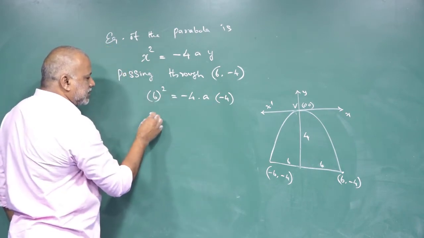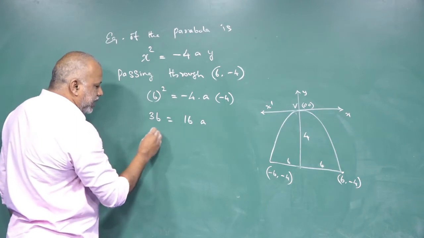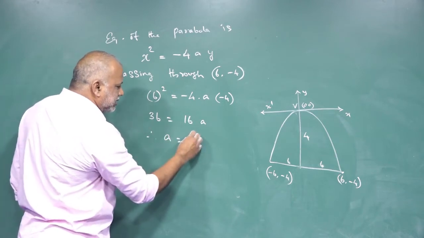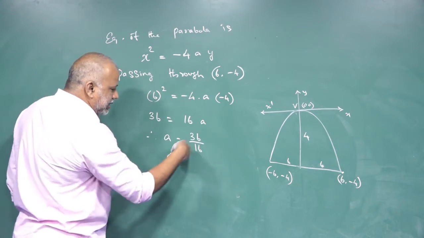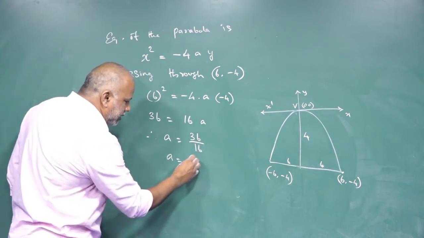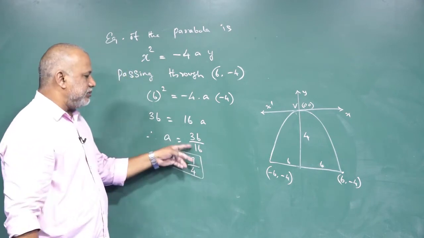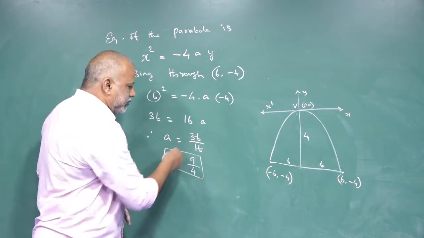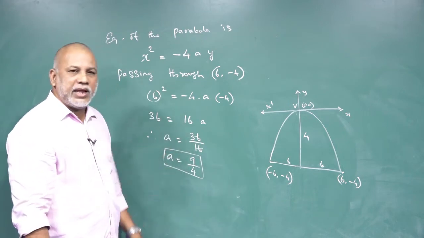Simplifying. 6 squared is 36, here 16a. We need to find a. That means 36 divided by 16. We can use the fourth table. We are able to simplify. Then 9/4. See the value 9. We are able to cut by using the fourth table. 9 4s are 36, 4 4s. So a equal to 9/4.